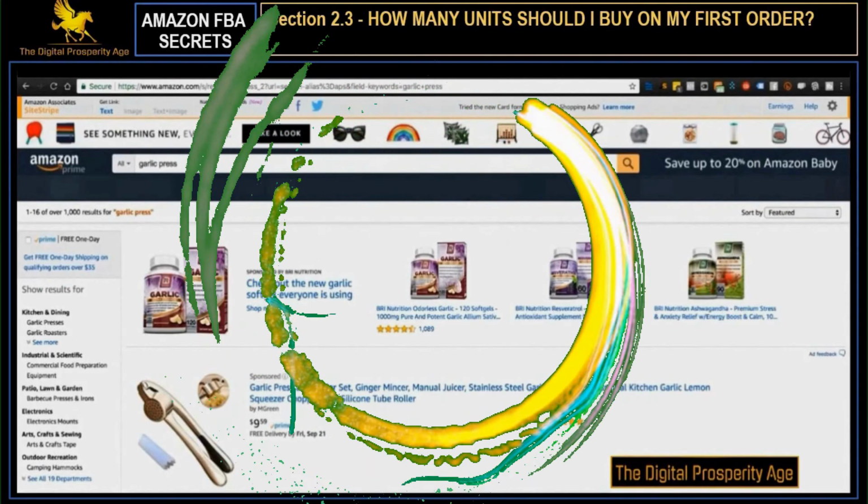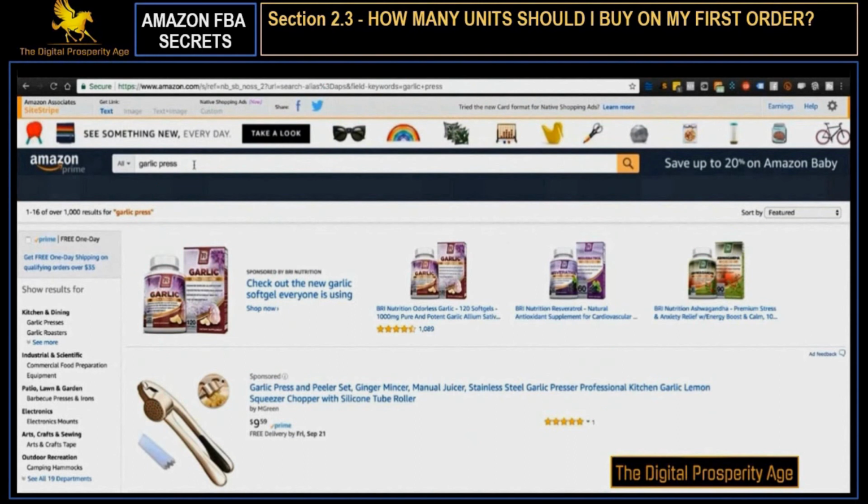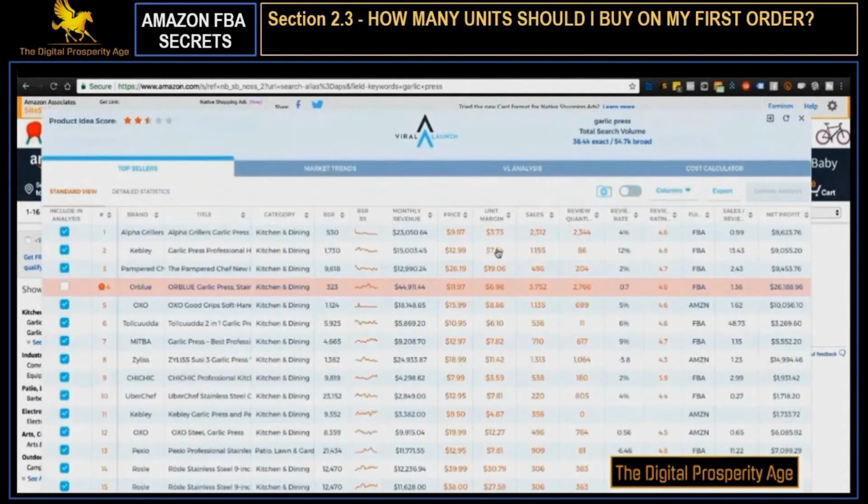We are going to come in and type in garlic press, which would be the highest volume keyword related to the garlic press niche. And what we're going to do is run market intelligence here. We are going to take this whole thing, the first 16 on page 1, and we are going to export.